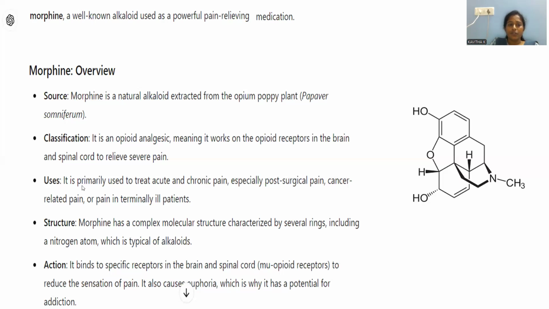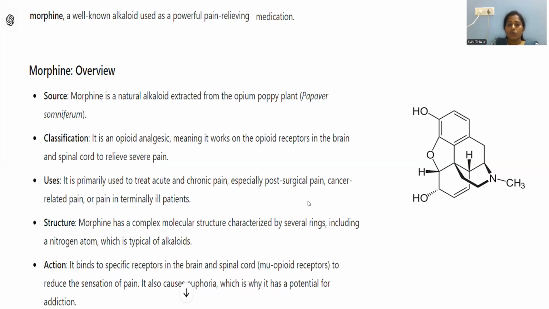And now we will go for uses, where we can apply this. It is primarily used to treat acute and chronic pains. Acute pains are pains which are sudden and severe in nature. In that condition, we will go for morphine for acute pain. Chronic means somewhat critical, still critical pain.